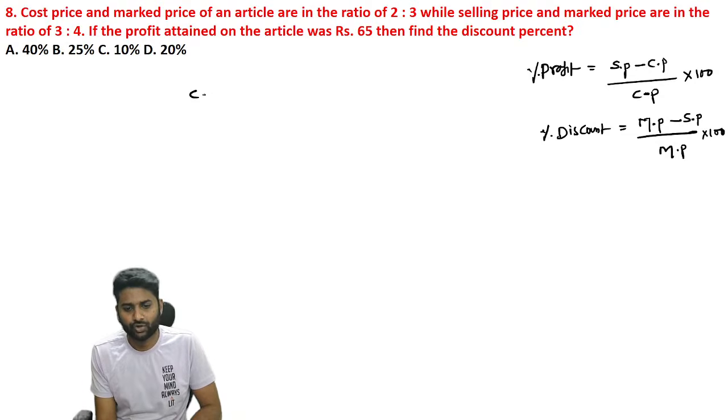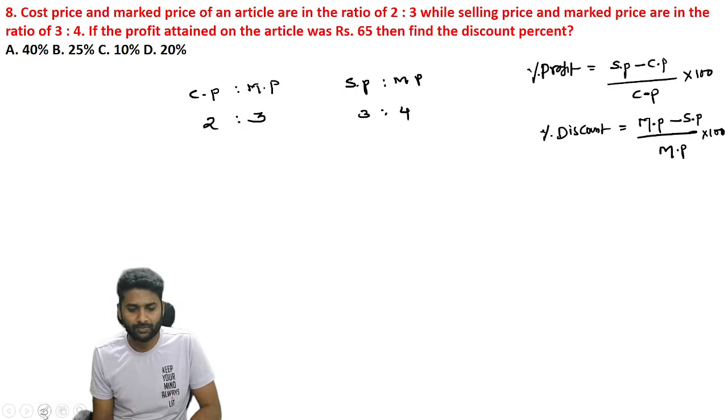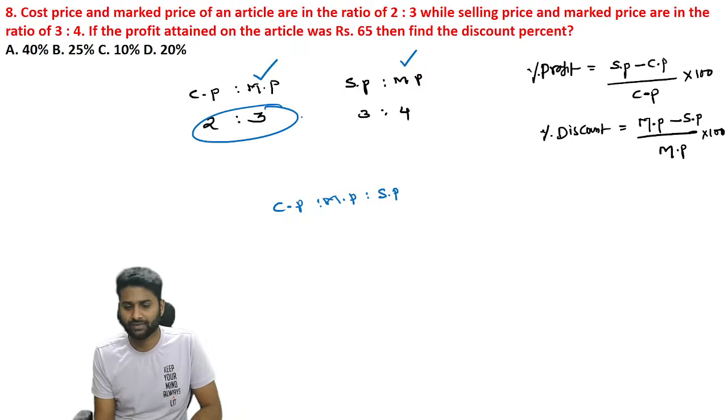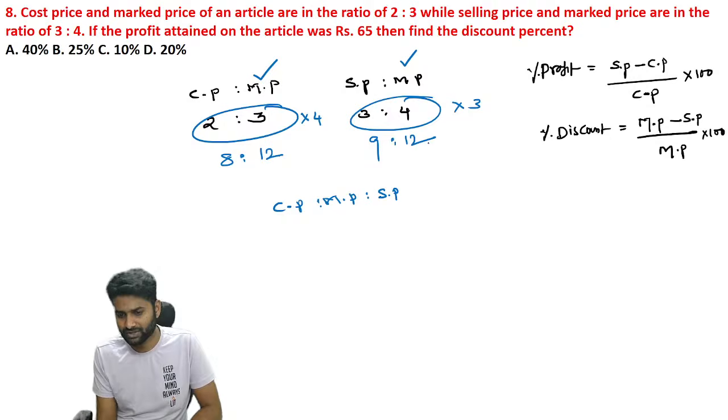The ratio of cost price to market price is given as 2 is to 3, and selling price to market price is given as 3 is to 4. If you observe both comparisons, market price is common. In any ratio concept, if any term is common, then its respective values must be equated. So multiply the first by 4 and the second by 3. 4 into 2 is 8, 4 into 3 is 12. Same way 3 into 3 is 9, 4 into 3 is 12.